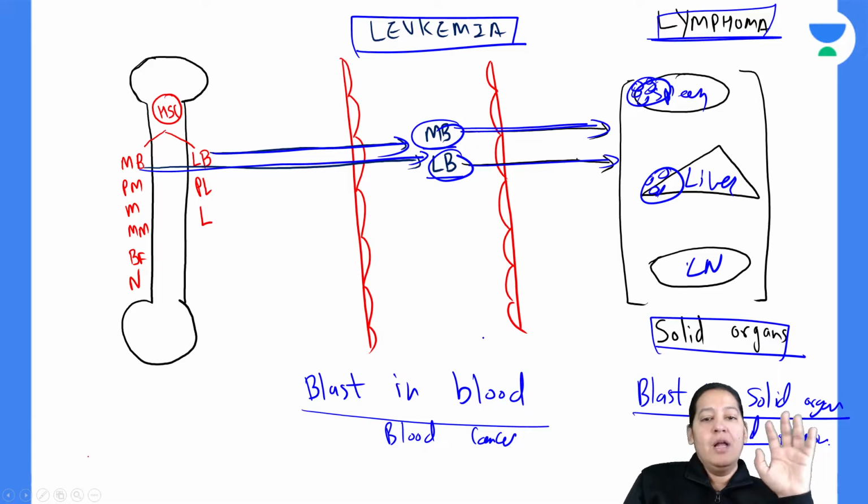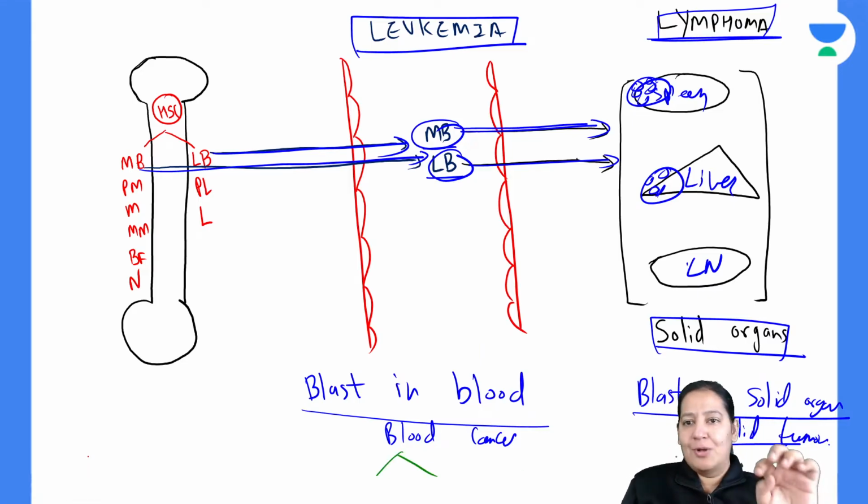Leukemia is blood cancer. Now, it is also of two types, depending on which blast. If myeloblast, myeloid leukemia; lymphoblast, lymphoid leukemia. If myeloblast, myeloid lymphoma, and lymphoblast, lymphoid lymphoma. So that is the basic definition, right?